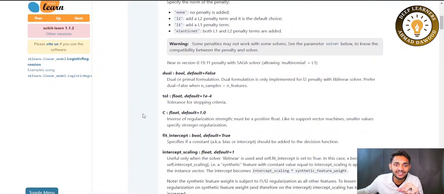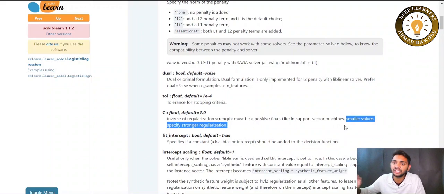C is the inverse of regularization strength. The smaller the value of C you use, the more strength of regularization you are using. Okay, so it's the inverse of alpha, you can say. Inverse of regularization strength must be positive, like in support vector machines, which is another supervised machine learning algorithm. So smaller values specify stronger strength. Here you can see smaller values of C mean you are using a higher value of alpha, you can say.